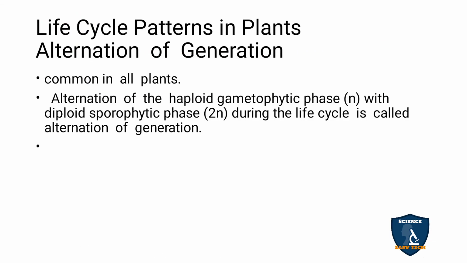And the life cycle patterns in plants: alternation of generation. The alternation of generation is common in plants. Alternation means the haploid and diploid phases alternate in the life cycle of a plant. That is called alternation of generation. Haploid means 1n, that is the gametophytic generation, and the sporophytic generation is 2n. So the haploid gametophytic generation is single n and the sporophytic generation is diploid 2n, alternating in the life cycle of the plants.